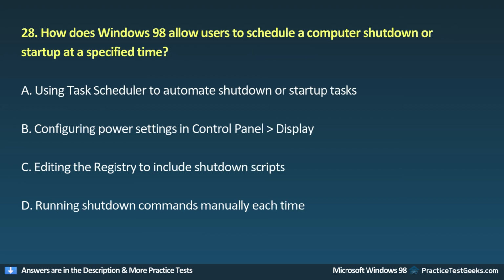28. How does Windows 98 allow users to schedule a computer shutdown or startup at a specified time? A. Using Task Scheduler to automate shutdown or startup tasks. B. Configuring power settings in Control Panel Display. C. Editing the registry to include shutdown scripts. D. Running shutdown commands manually each time.